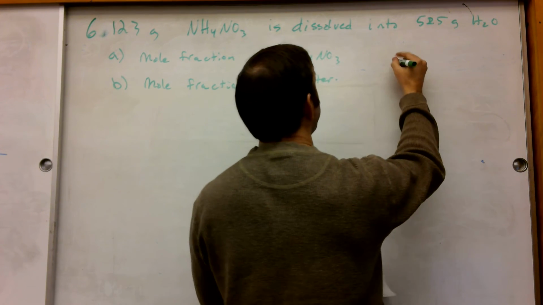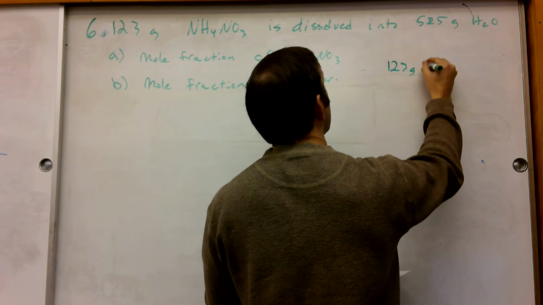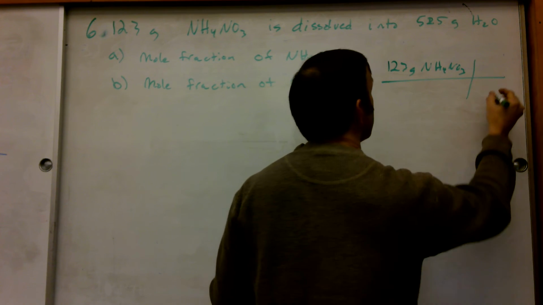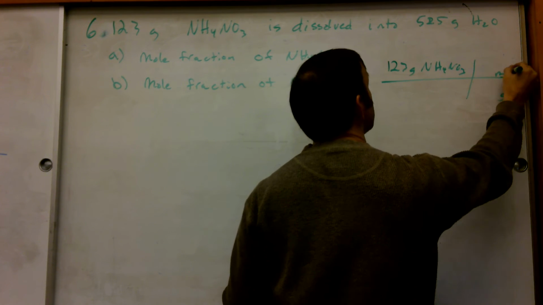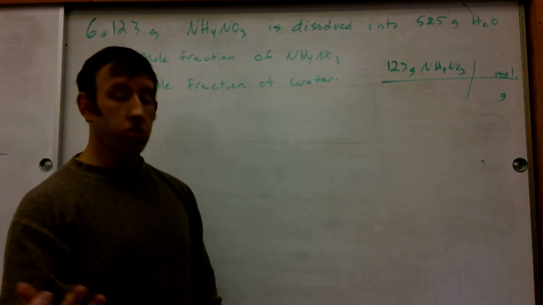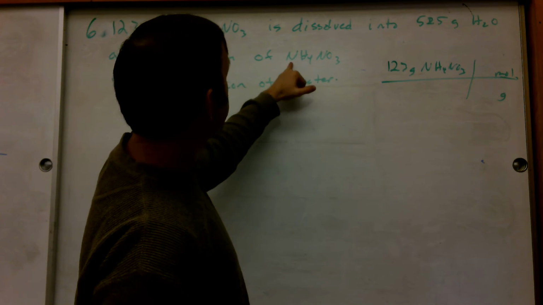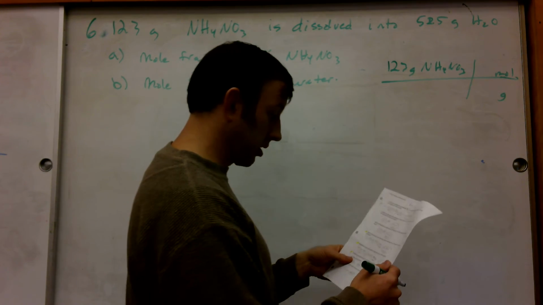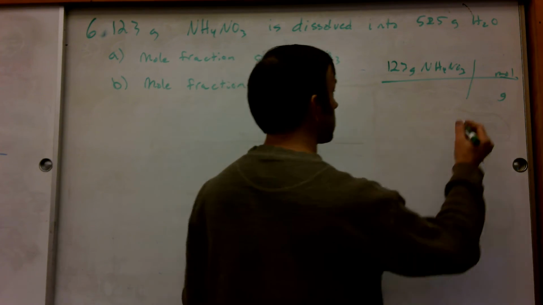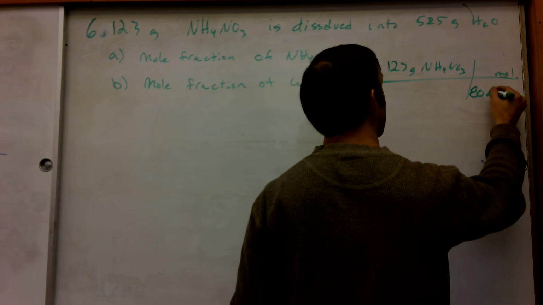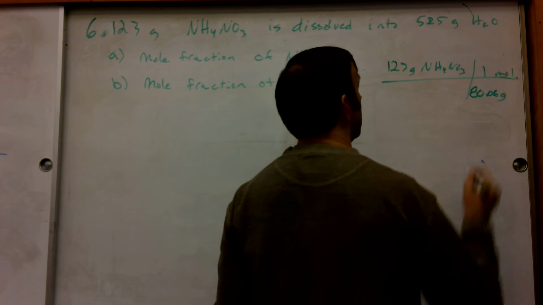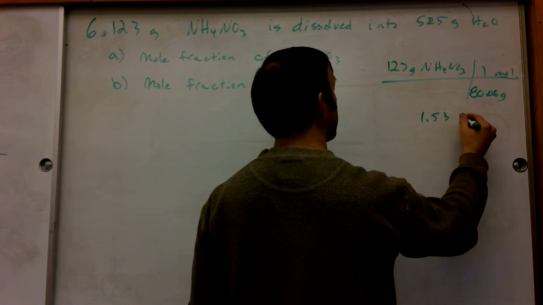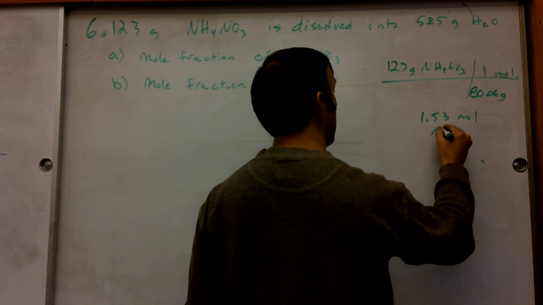So I have 123 grams of ammonium nitrate, NH4NO3. Right? I want to go grams to moles, right? We should know how to do that. I take nitrogen plus 4 hydrogens plus another nitrogen plus 3 oxygens, and I should get 80.06 grams in 1 mole, and that would give me 1.53 moles of ammonium nitrate.